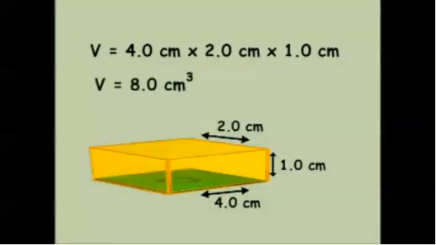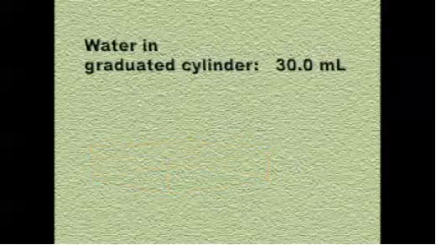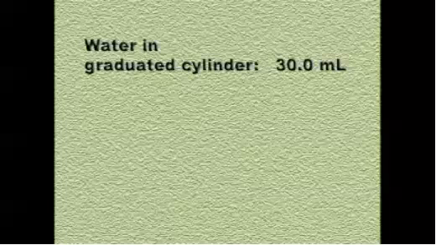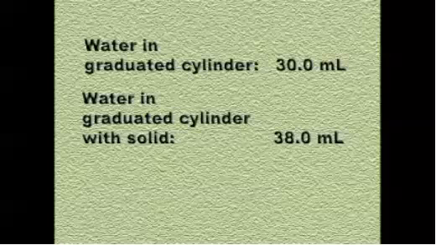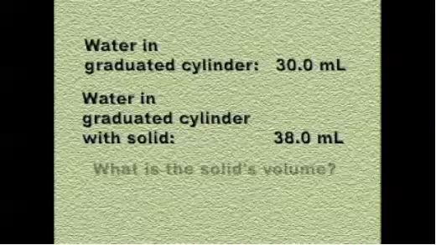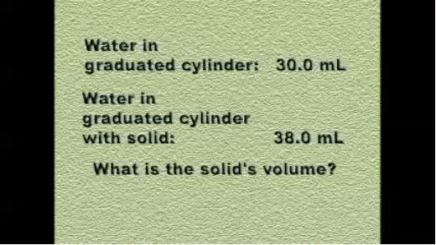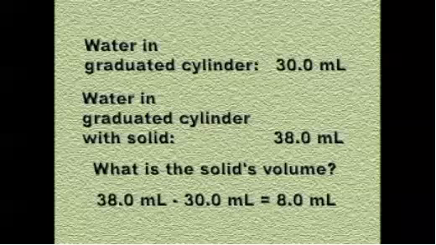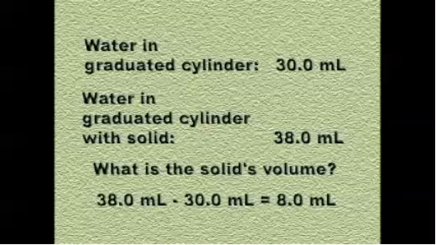centimeters cubed. Now suppose you drop this same solid into a graduated cylinder that has 30.0 milliliters of water in it. The water in the graduated cylinder rises to 38.0 milliliters. What is the volume of the object? Well, 38.0 milliliters minus 30.0 milliliters gives us a volume of 8.0 milliliters.